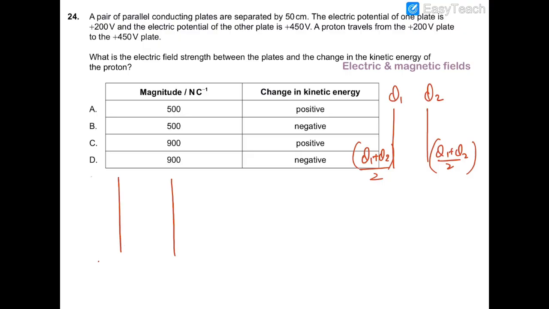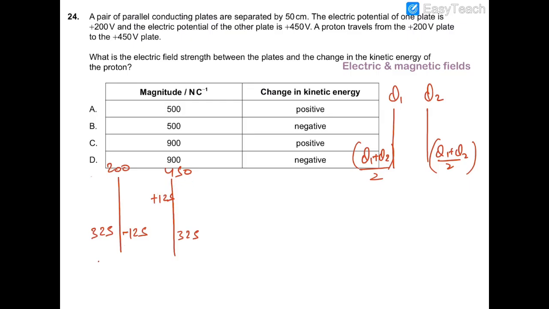So we can say that the potential of the first plate is 200 and the second is 450. The sum of these two is 650, and if we divide 650 by 2, then it is 325. So the potential on the outermost surfaces of both plates is 325. The potential at this surface will be minus 125 and the potential on this surface will be plus 125. So you can see that the sum of these two is 450 and the sum of these two is 200.